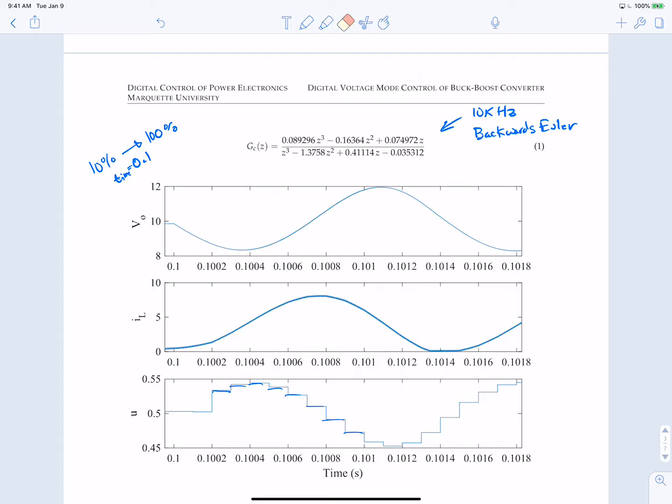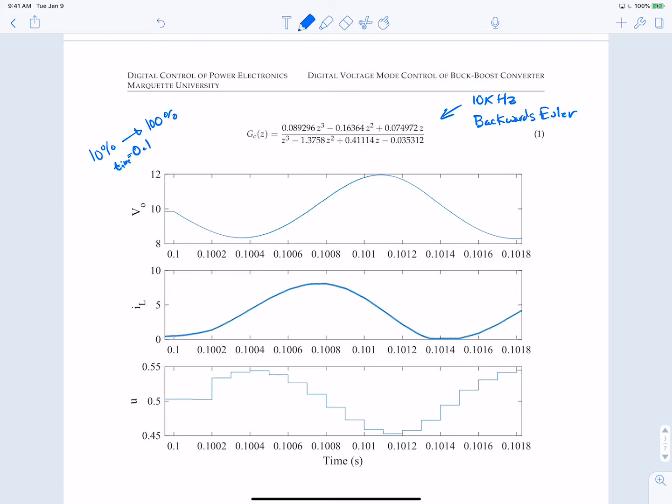Essentially the controller is having a hard time tracking the output voltage due to this transient, because converting this to a controller at 10 kilohertz with backwards Euler has made this system unstable. We've gotten essentially the poles of our system very close to the unit circle.